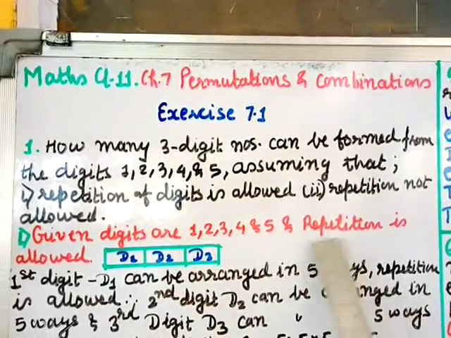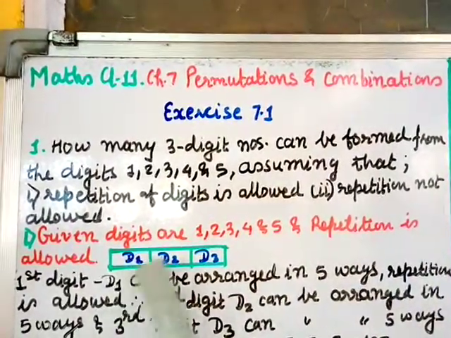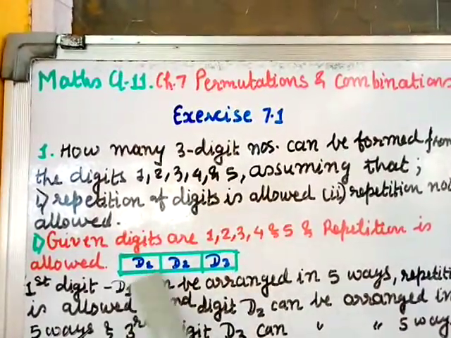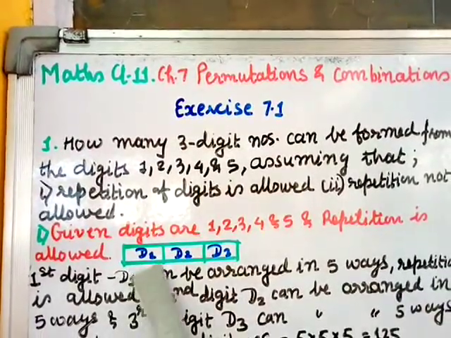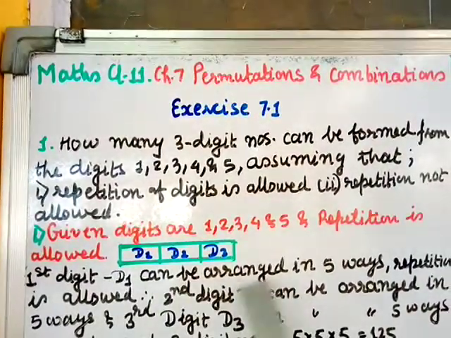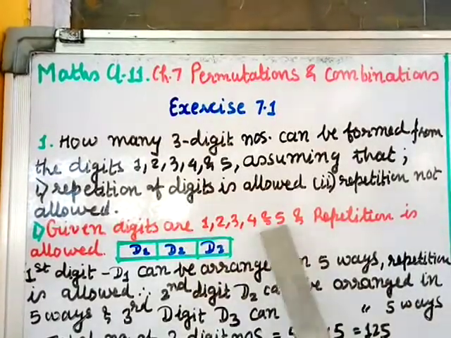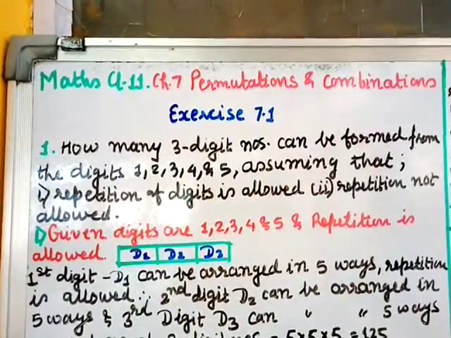Now for the first part repetition is allowed. Now we have got 3 digit numbers. Therefore I take D1, D2 and D3. Now the first digit D1 can be arranged in 5 ways because there are 5 digits, so the first place can be filled in 5 ways.